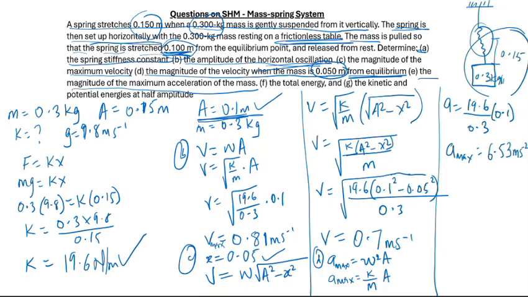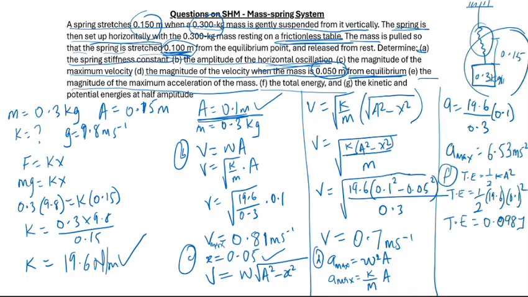That's our maximum acceleration. Now, to the last one, we said we should look for our total energy. Find our total energy. We know that the formula for total energy is half k A squared. So the total energy will be equal to half, our k is 19.6 and our A is 0.1 all squared. Now, the total energy that we are going to have is 0.098 joules. Then we move to the next one.